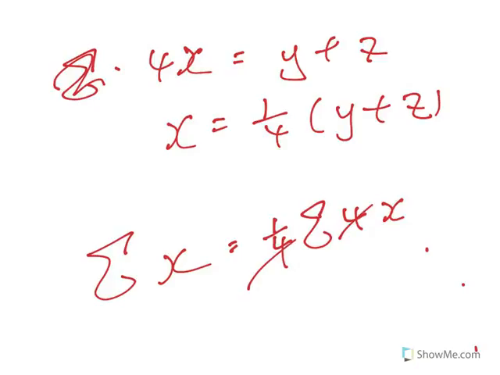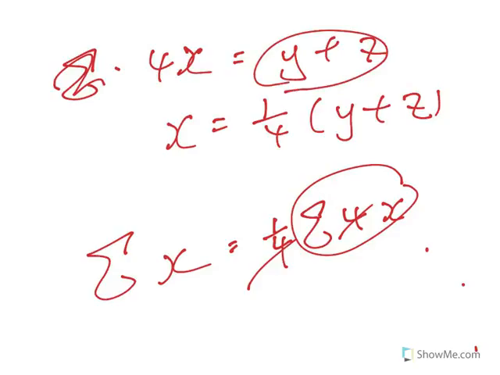Cancel off. Then what is this one? I can use this one. So this is 1 quarter of the summation of y plus z. I understand that. So actually what you're doing is not wrong, it's just you logicalize it.